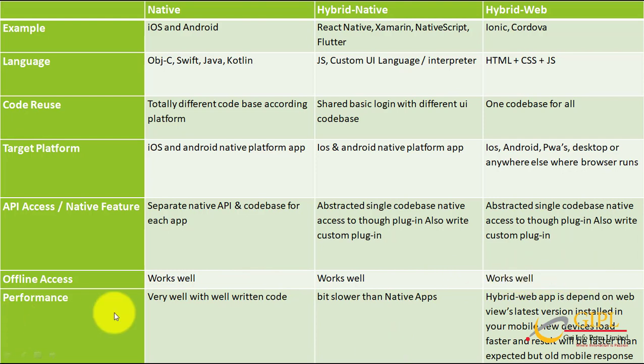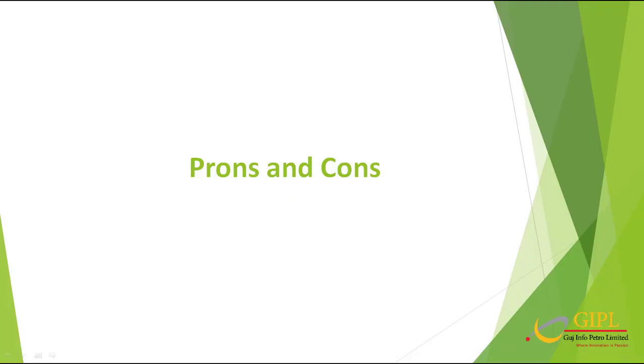Performance. Native performance is really good and wins the game against hybrid application development, whereas hybrid native is a bit slower than native apps and hybrid web is dependent on its WebView. That's why its performance depends on the mobile's WebView version. Pros and cons.